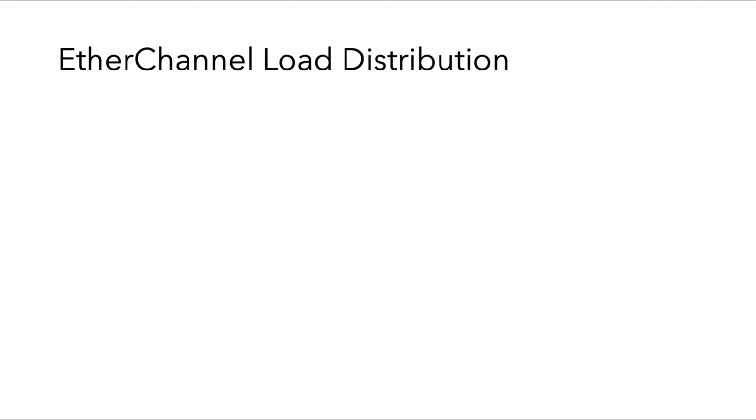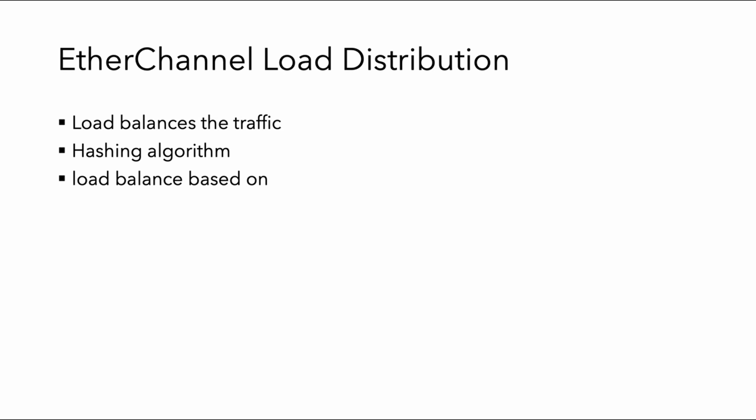Next, we have Ether channel load distribution. It is one of the main benefits. One of the main benefits of using Ether channel is that it load balances traffic across the links in the bundle. However, traffic is not necessarily distributed equally among all the links, but the frames are forwarded based on the result of a hashing algorithm. You can configure an Ether channel to load balance based on different layer 2, layer 3, layer 4 addresses.